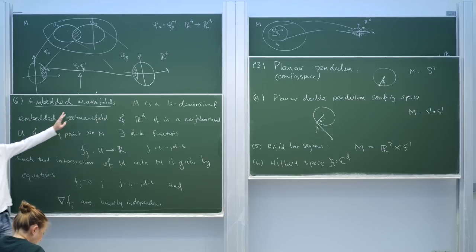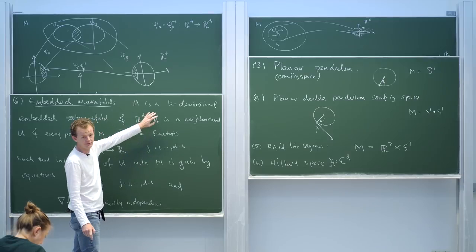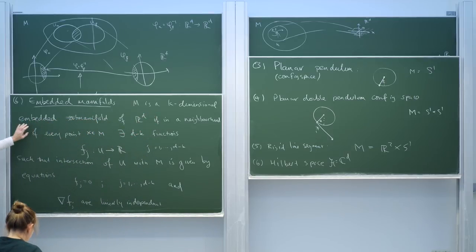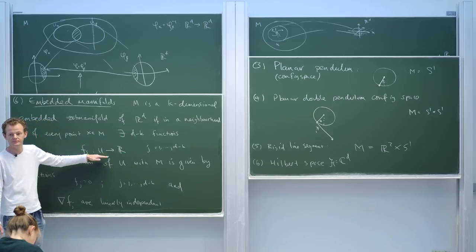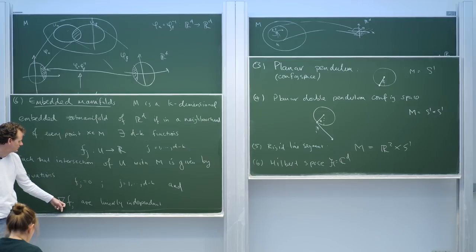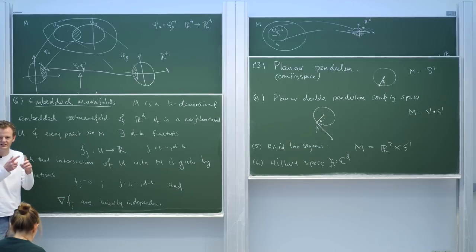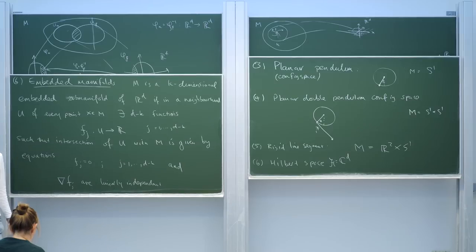What are they? M is a k-dimensional embedded submanifold of Euclidean space if, in a neighborhood, in a small region around every point in your manifold, there's a bunch of functions which vanish on your manifold. That's not enough. You also need that the gradients of these functions are linearly independent. That stops some nasty counterexamples coming in. You'll see that as well on your assignment sheet.